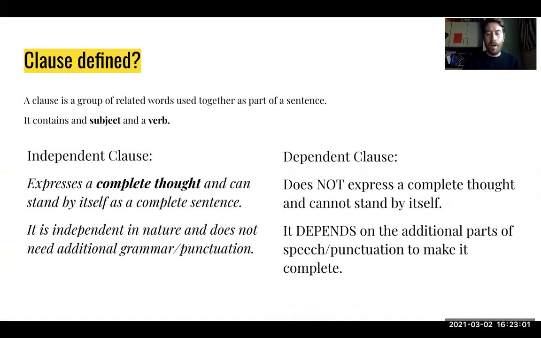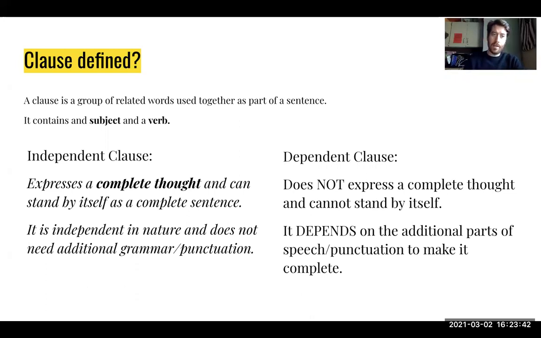There are two types of clauses, and again, stay with me. The reason we're looking at this is because it often leads to issues with run-on sentences. The two types are independent clause and dependent clause. An independent clause, like an independent person, is fine on its own. An independent clause expresses a complete thought, and therefore an independent clause is a synonym for a complete sentence. It's independent in nature and does not need additional grammar or punctuation to make it stand alone as a correct sentence that exists.